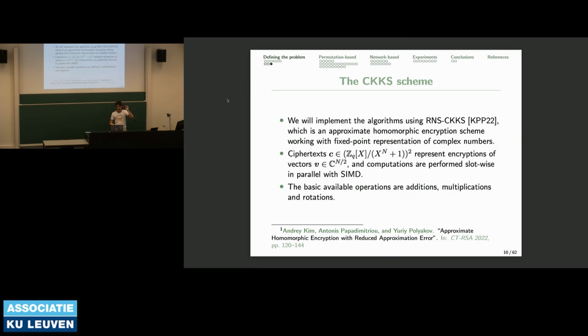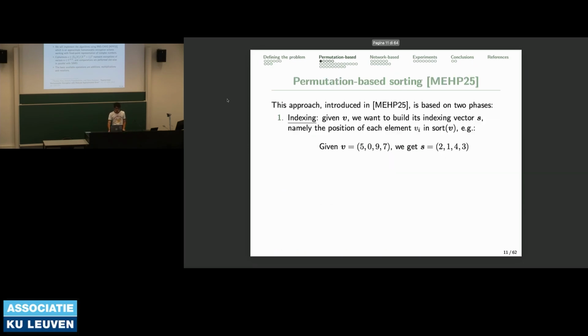Okay, well, just a quick slide about the CKKS scheme. I assume most of us are already familiar with it. We can consider it as a black box where each ciphertext encrypts a vector of complex numbers. We will assume real numbers for the sake of this work. And the computations are additions, multiplications, and rotations. And all the computations are performed slot-wise, so with SIMD computations. So that's all we need for the CKKS scheme.